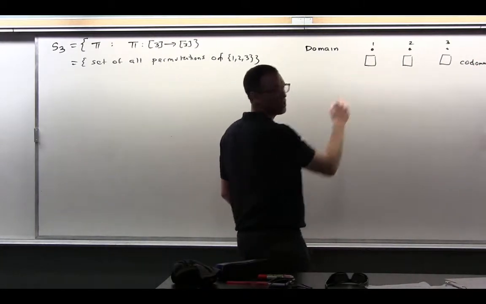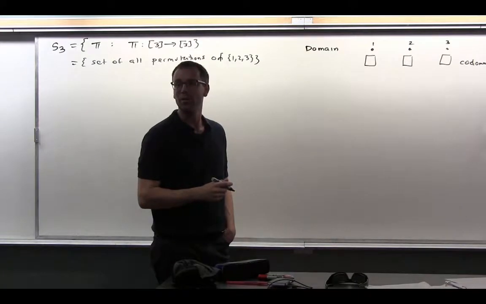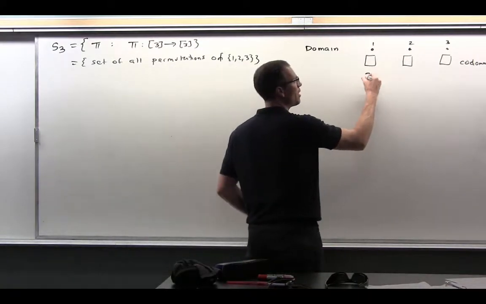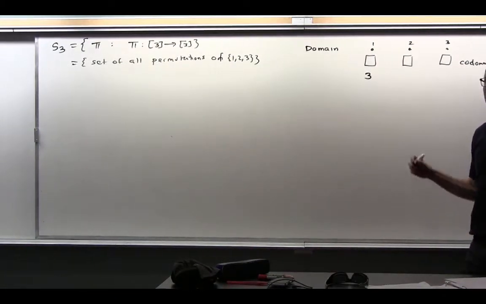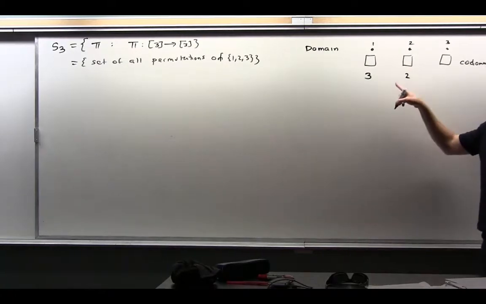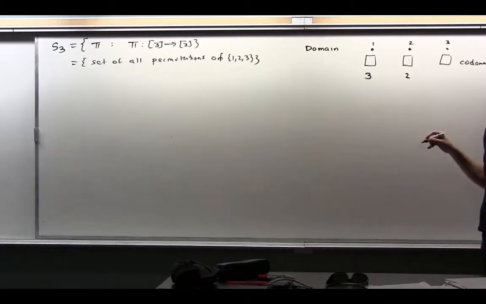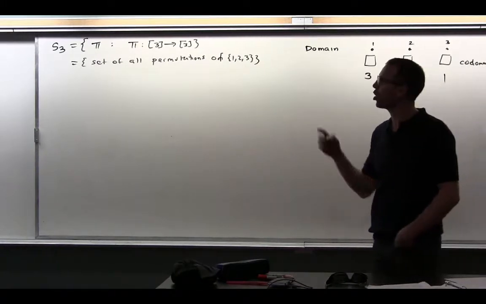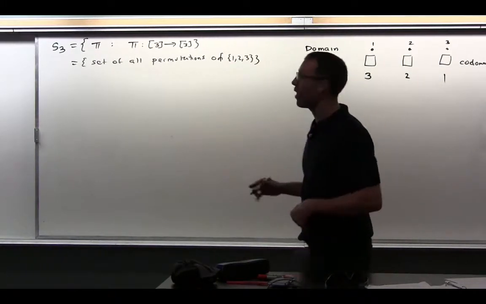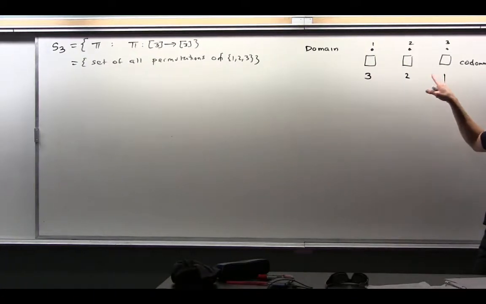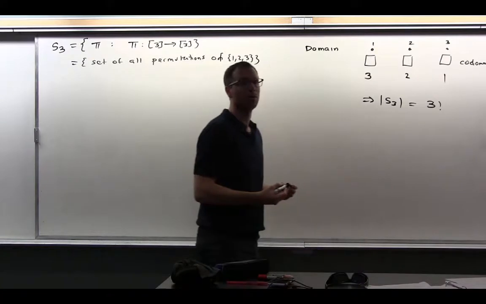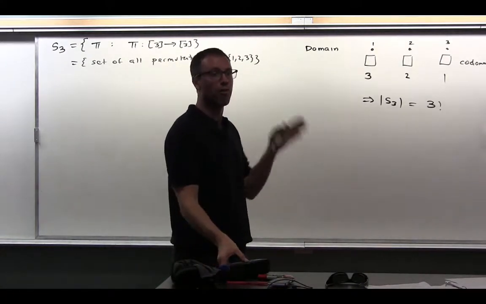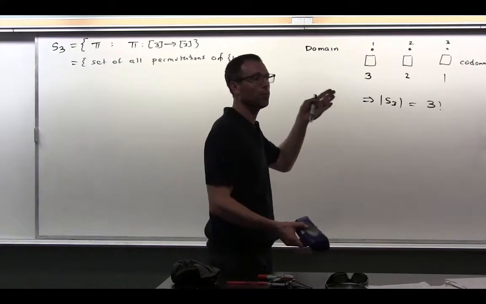How many different choices do I have for the first element here? 3. I could choose one of 3. The moment I've chosen 1, though, what happens to the number of choices I have for my second element? I have 2 choices. The moment I've chosen the second one, how many choices do I have left for the third one? 1. How many total elements are going to be in S3? Well, I had 3 choices for the first one, 2 choices for the second, 1 choice for the third. That implies that S3 has cardinality 3 factorial. The number of functions available in that set is 3 factorial.